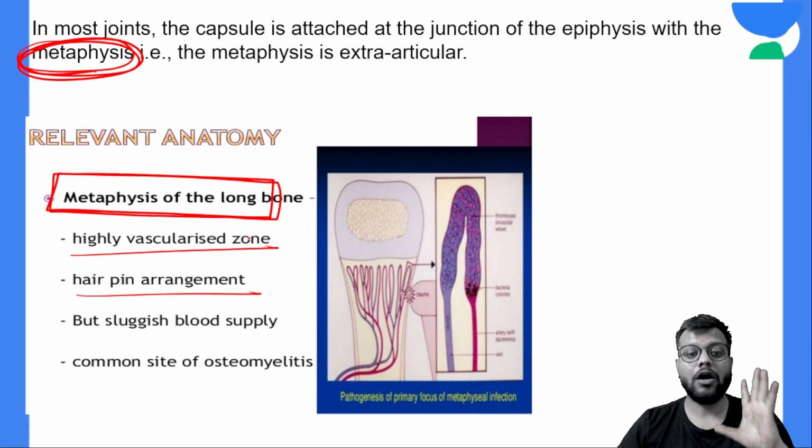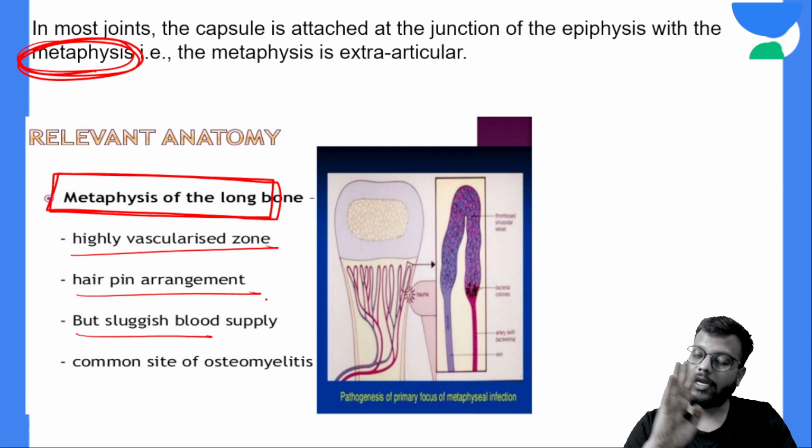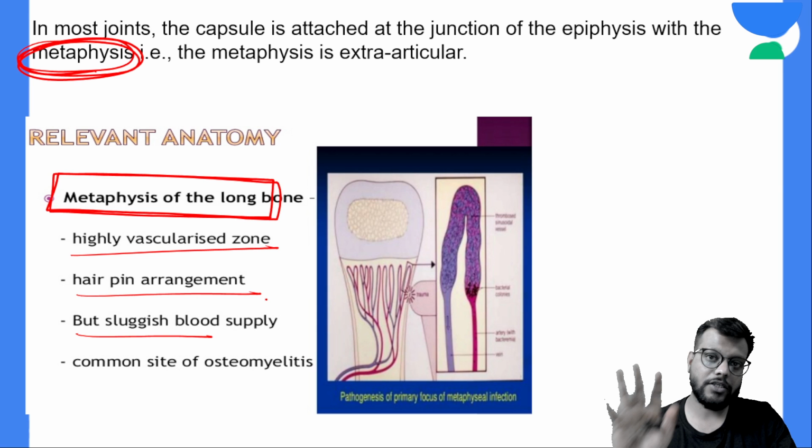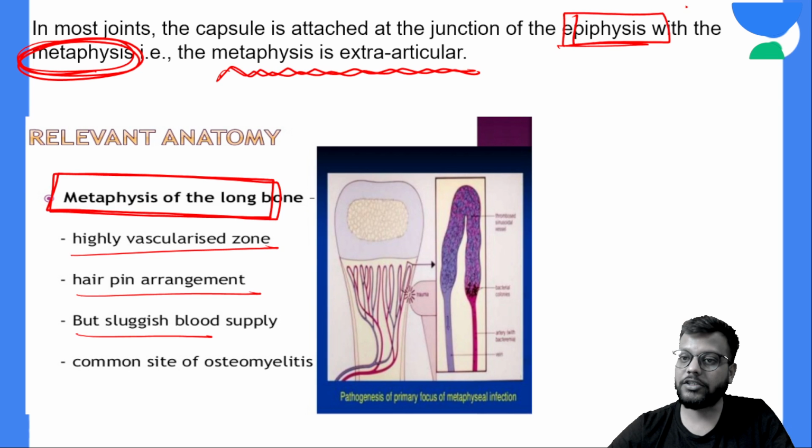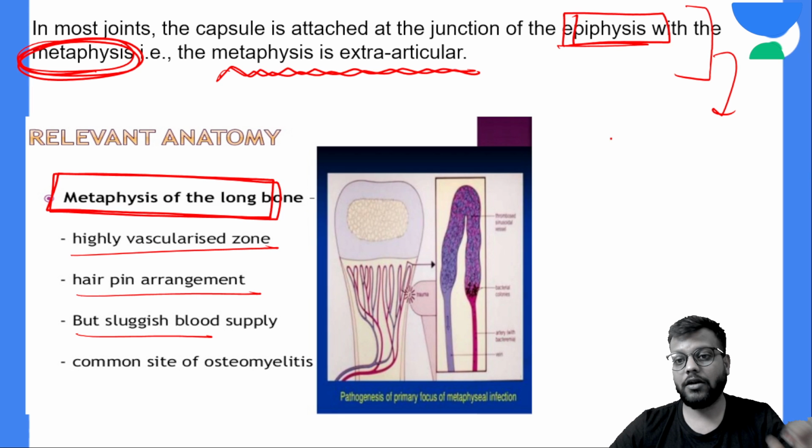Now, in all joints there is a joint capsule. Now in most of the joints, the capsule is attached till the epiphysis. Okay, that is, the metaphysis is extra articular. So metaphysis is extra articular. So in such types of joints, the osteomyelitis will not invade the joint space.